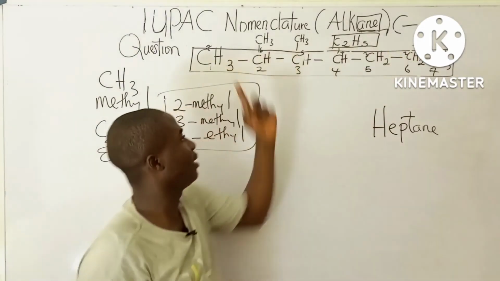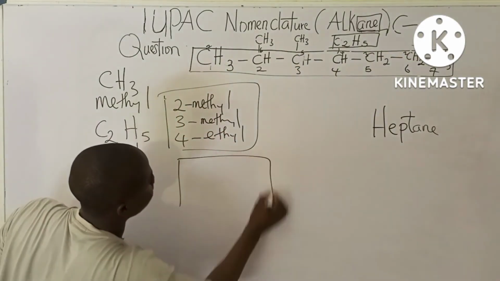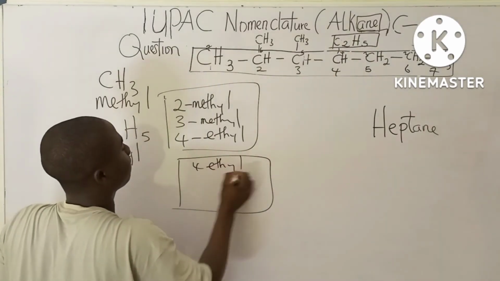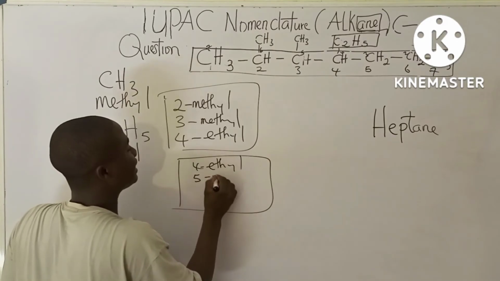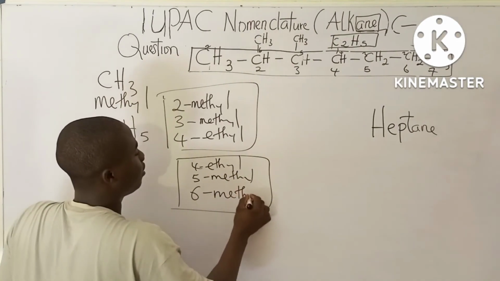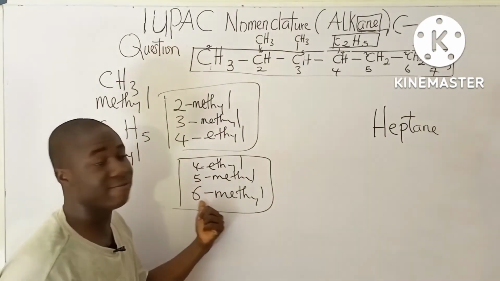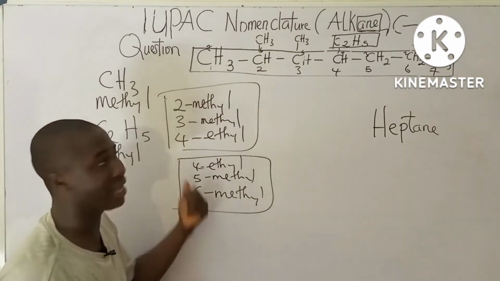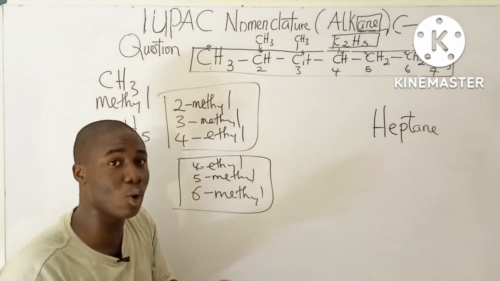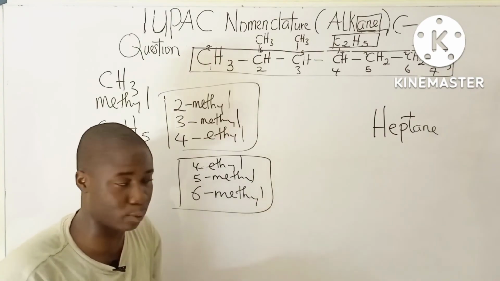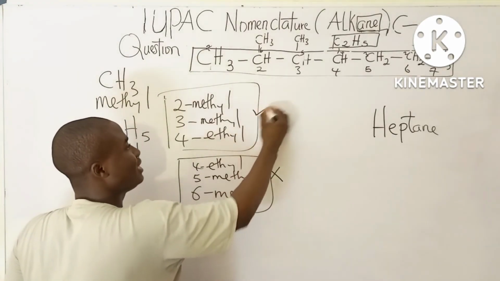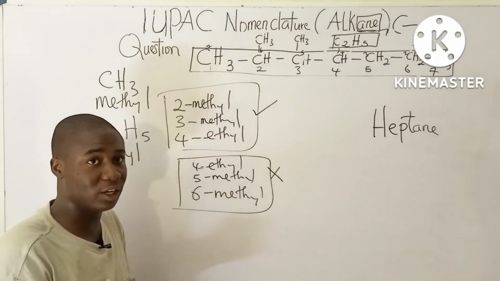But let's check here. It becomes 4 ethyl, 5 methyl, and 6 methyl. So calculating the values you are to get, it will be way higher than this particular value. Recall, I said that the substituent numbers should be as low as possible. So this can't be the numbering of the substituents, whereas this becomes the correct numbering of the substituents.